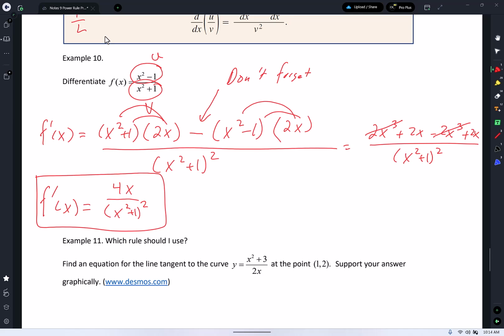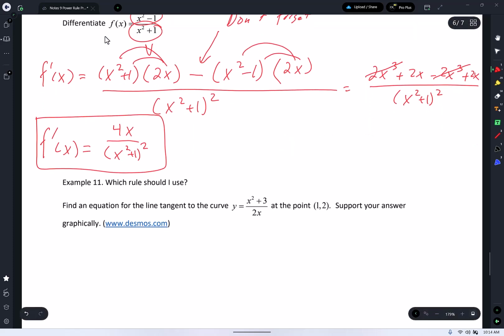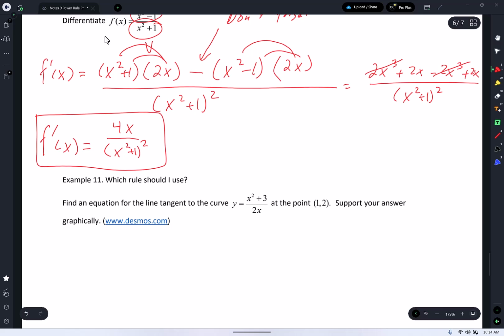Oh, x squared plus 1, that's already with the square. That's the simplest as you can get. All right. Relax. I want a tangent line.